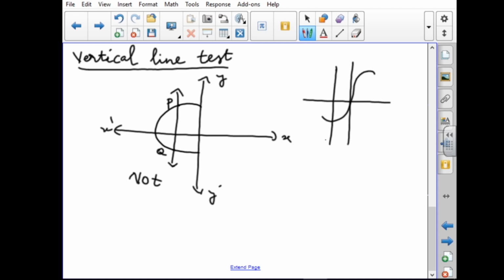But to draw the vertical line like that means the vertical line is intersecting only one point. So this is a function. Once again you have to see the definition. A curve drawn in a graph represents a function if the vertical line is intersecting in at most one point. More than one point, this is not a function.